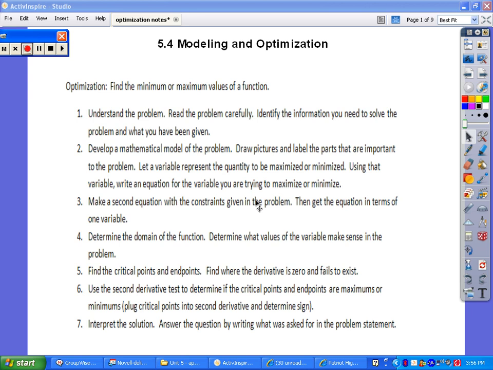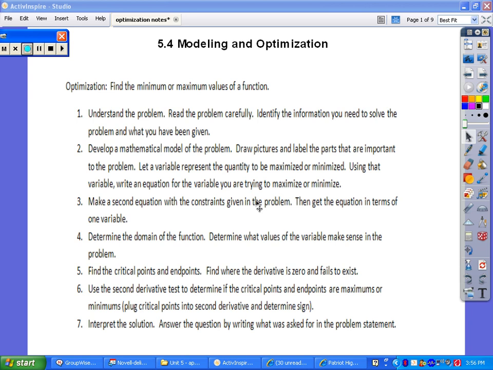Okay, today we're going to learn about optimization. Optimization is used to solve real life problems, and we use it to find minimums and maximums of a function. So there are 7 steps to follow when doing optimization.